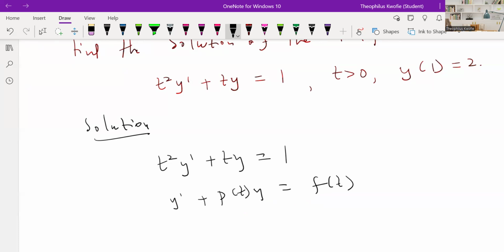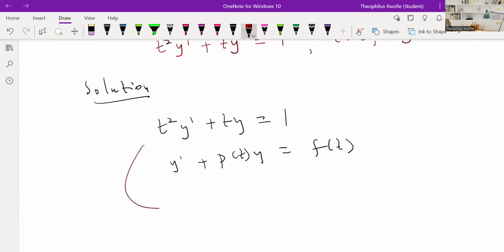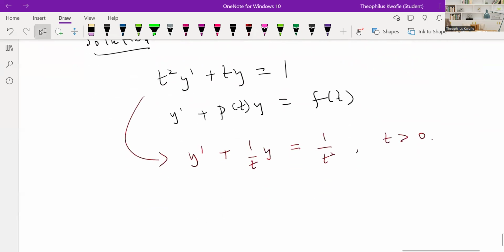Because it's not 1, we have to divide through by t squared. So I would divide both sides by t squared, and that will give us something. If I'm dividing both sides by t squared, I'm going to have 1 over t times y equal to 1 over t squared. But we said that t should never be 0, right? So now we can go straight to find the integrating factor.